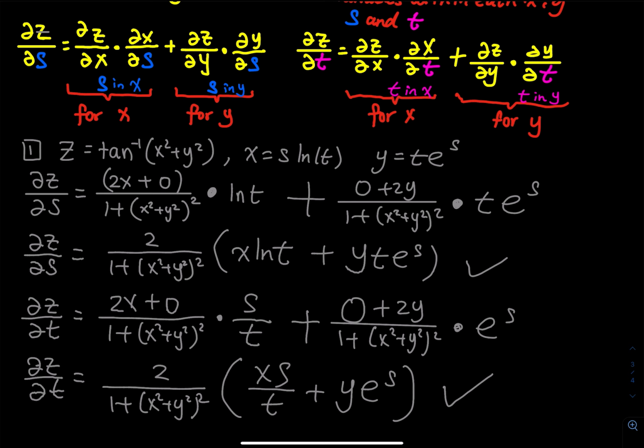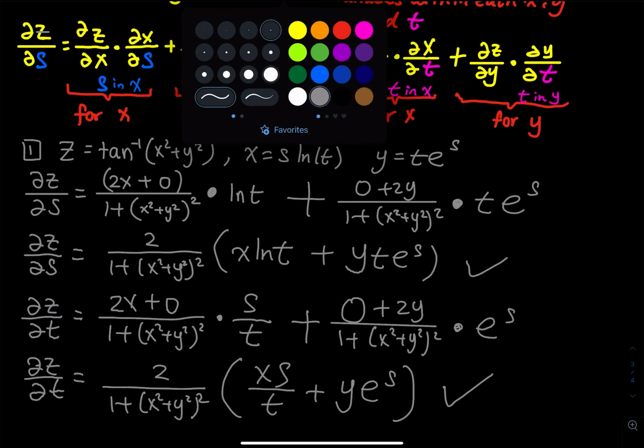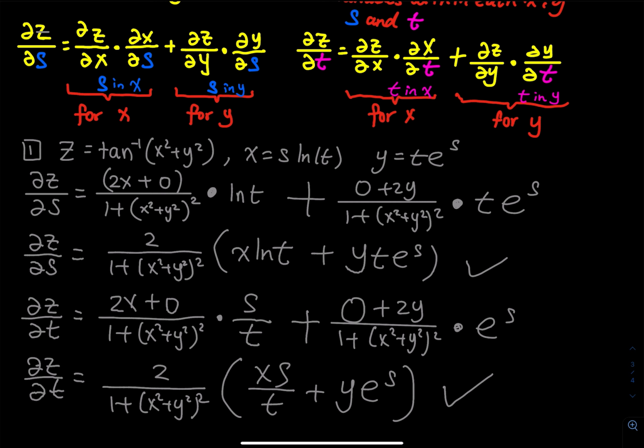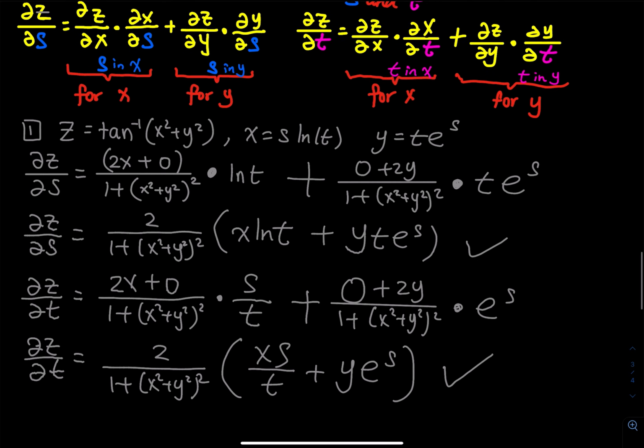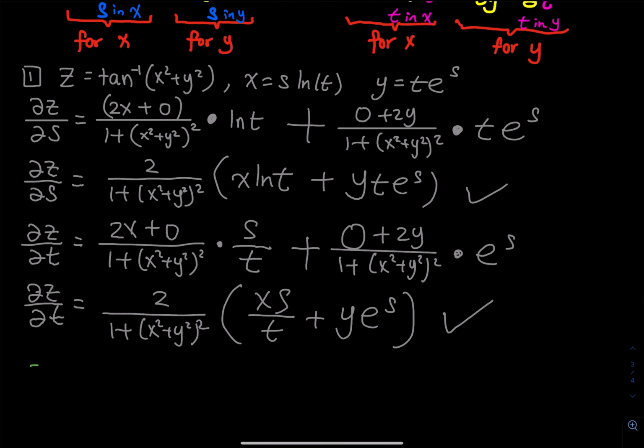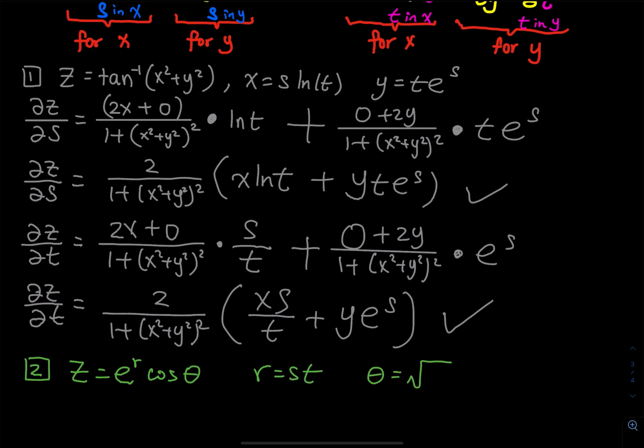Okay, how about this? Let's do one more function. Let me pick a different color. How about this? Number 2. What should I take? z equals e to the r cosine of theta. And then r is in terms of s and t. Okay, just do s times t, and then theta is in terms of s and t. So how about s squared plus t squared?